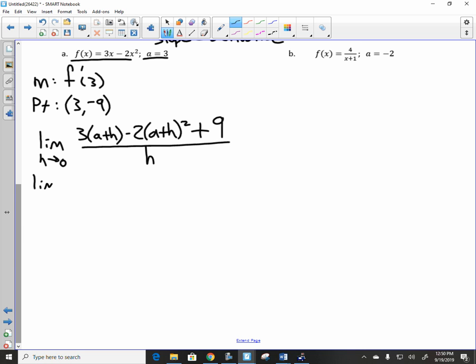I've got the limit as h goes to 0 of what? 3a plus 3h minus 2a squared minus 4ah minus 2h squared, because a plus h squared is a squared plus 2ah plus h squared. You have to distribute the negative 2 through. We've got that plus 9 on the end.